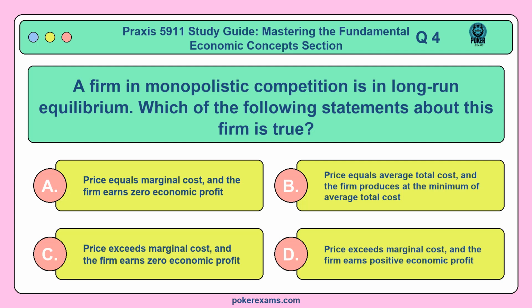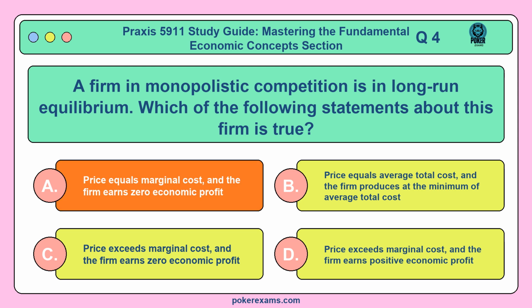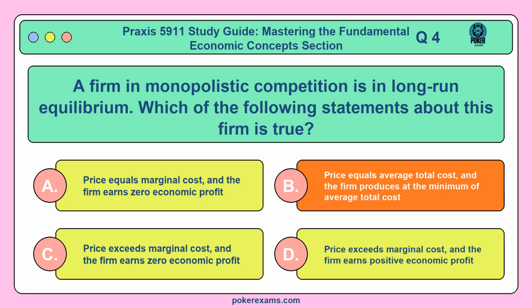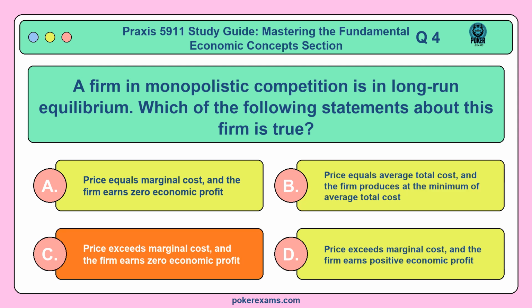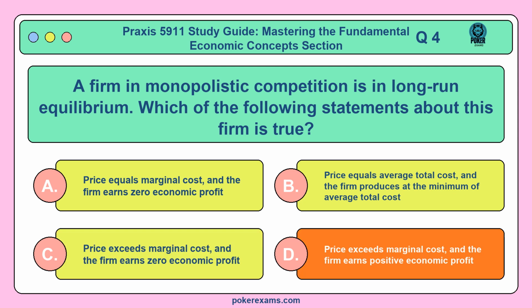Question 4. A firm in monopolistic competition is in long-run equilibrium. Which of the following statements about this firm is true? Option A. Price equals marginal cost and the firm earns 0 economic profit. B. Price equals average total cost, and the firm produces at the minimum of average total cost. C. Price exceeds marginal cost, and the firm earns 0 economic profit. Or D. Price exceeds marginal cost, and the firm earns positive economic profit.